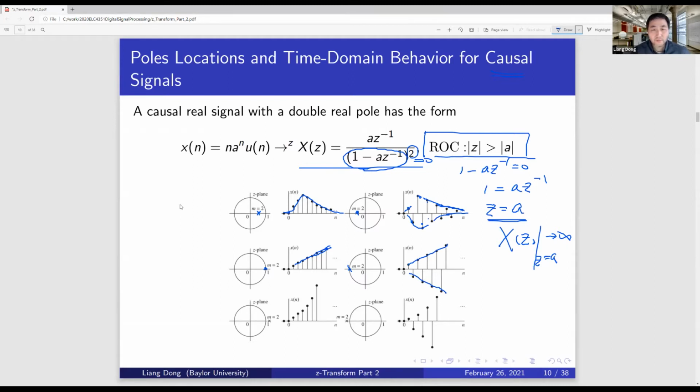If I have two double poles outside the unit circle, here A is greater than 1, here A is less than -1, and then you can see the signal diverges. Actually, it diverges exponentially. It goes like that. See? So we still hold the fact that if the pole is within the unit circle, then that's good.